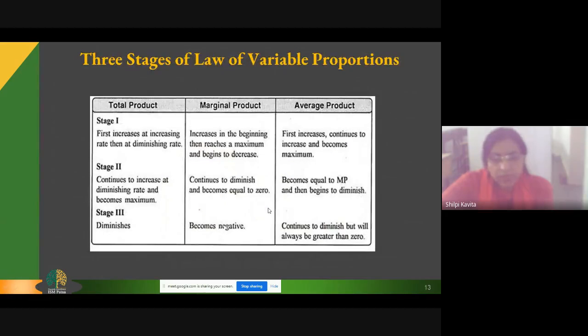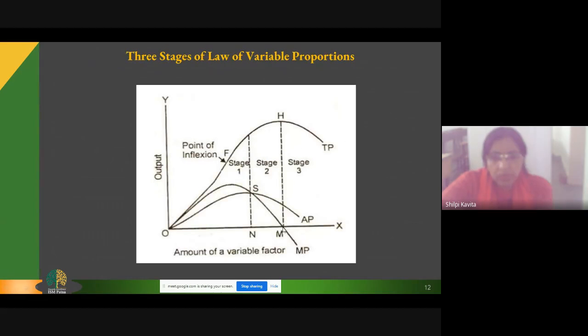Stage 3: total product diminishes, marginal product becomes negative, and average product continues to diminish but will always be greater than 0. Yes, we can see in stage 3 also, the marginal product is 0 at the end of stage 2 and becomes negative, while the average product is at its maximum at the end of stage 2. At point F, H is the maximum of the total product, and after this it starts declining because the marginal product becomes negative, and average product still declines, but it never becomes 0.